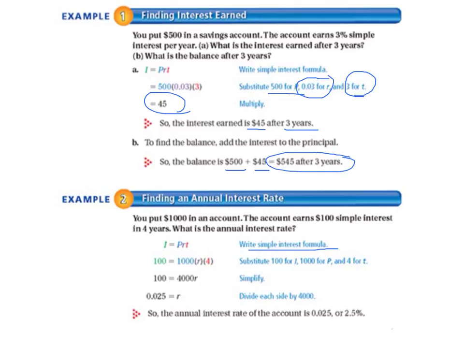So we just plug those numbers in. So we have something that looks like this. 100 equals 1,000 R times 4. So when we simplify it, it looks like 100 equals 4,000 R. So we just combined our like terms there. And then in order to get our R by itself, we divide each side by 4,000, and we get 0.025 equals R. So that simplifies to 2.5%. So we're earning 2.5% on our money.